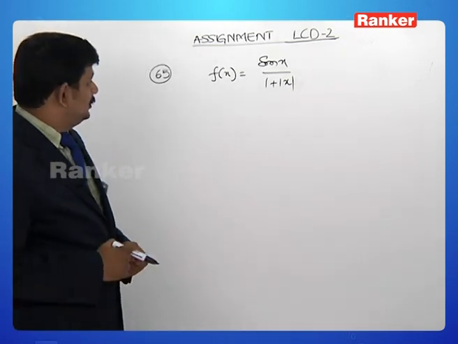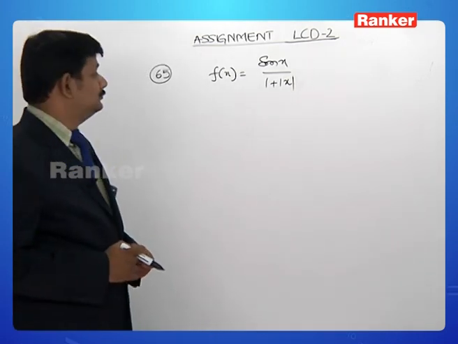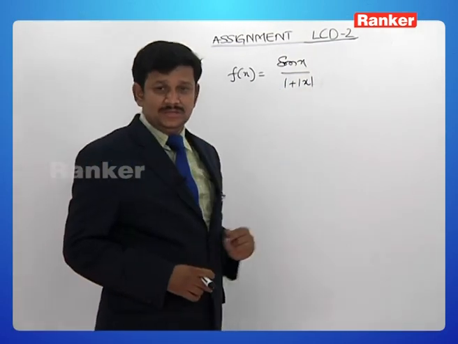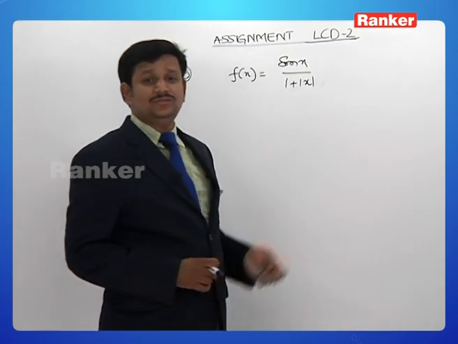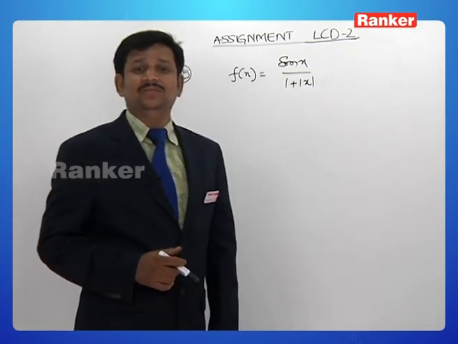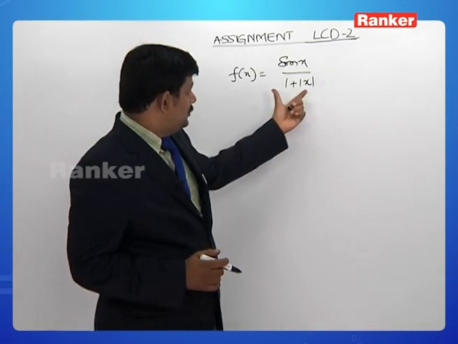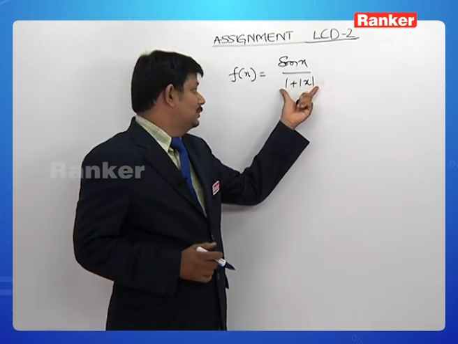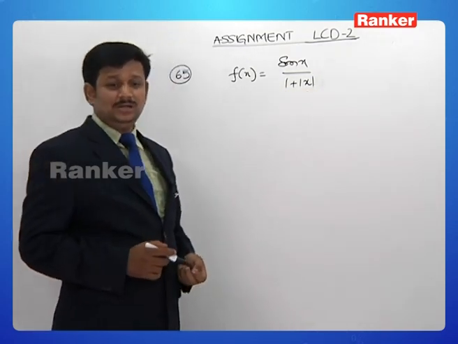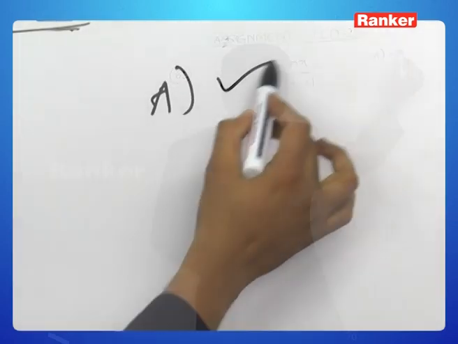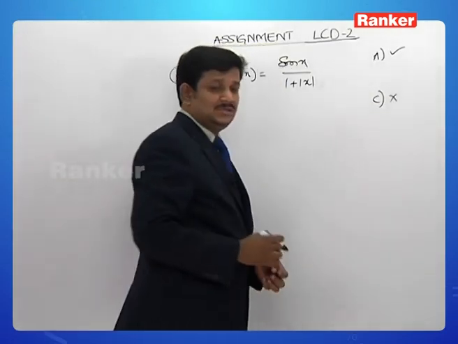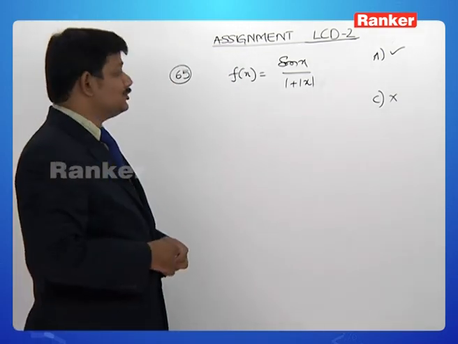Now observe, sin x is a continuous function, mod x is a continuous function, mod x plus 1 is continuous. So, the ratio of two continuous functions is continuous provided the denominator is non-zero, and 1 plus mod x can never be 0. So, this function is continuous on R. So, option A is true and option C can't be true. Option C says discontinuous at x equal to 0 and 1, which is not true.